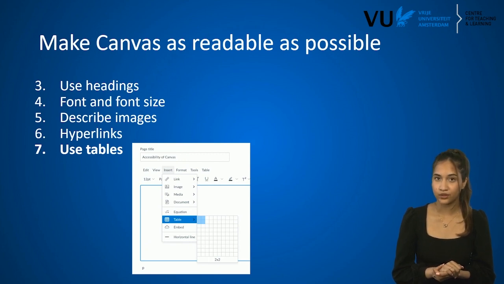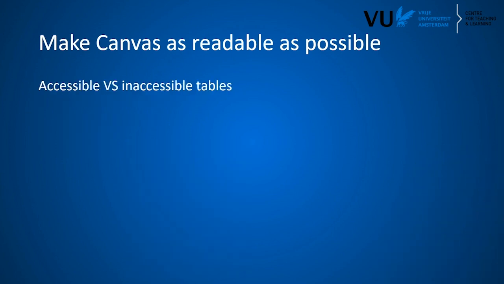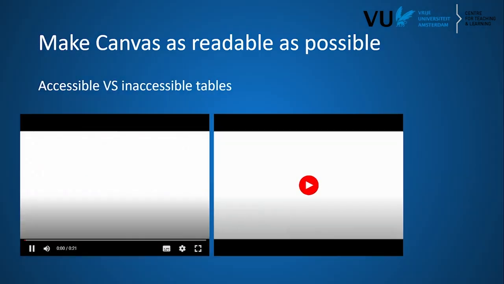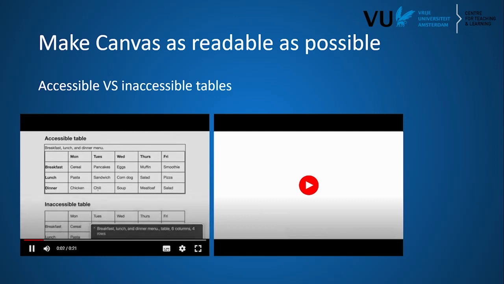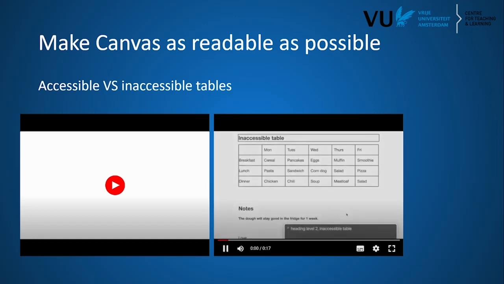Now we are going to look at an example. Breakfast, lunch, and dinner menu. Table 6 columns, 4 rows. You are currently on a table inside of the article. To navigate the cells within this table, press Mon, column 2. Row 2 breakfast. Cereal. Row 3 lunch. Pasta. Sandwich, column 3. You are currently on a text row 4 dinner. Chili. You are currently on a text element in heading level 2 inaccessible table.